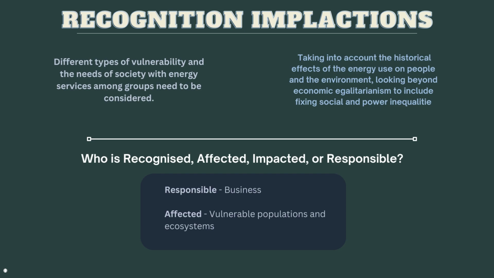In discussion with one of my critical friends, one of my critical friends brought up the point that recognition is an aspect for my particular energy audit because it takes into account the historical effects of the energy use on people and the environment. Looking beyond economic egalitarianism to include fixing social and power inequalities. So this ties into my points that I brought up regarding affecting vulnerable groups and how we should be recognizing who we are affecting, how, and how we can make change.